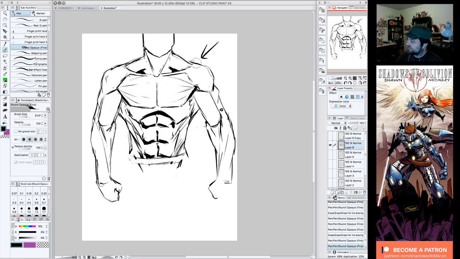I'm going to measure from the shoulder to the elbow, elbow to the wrist. This is about there.